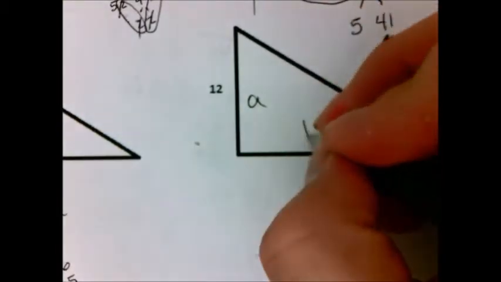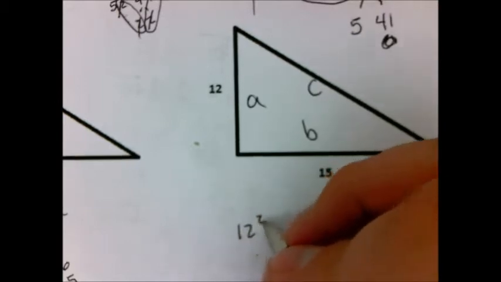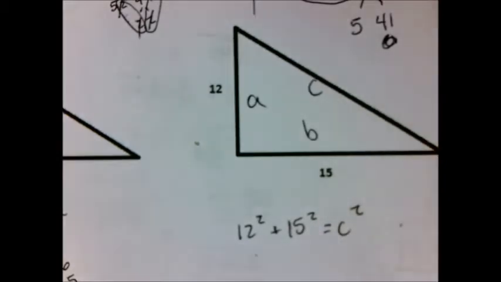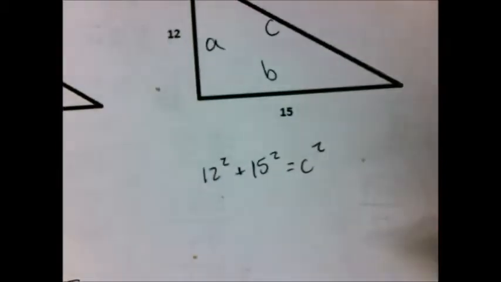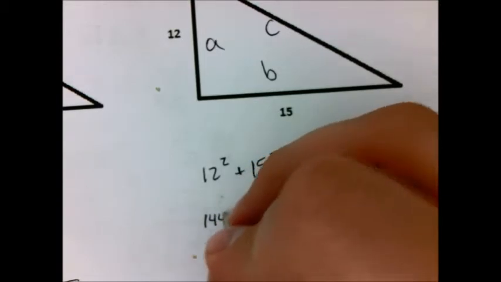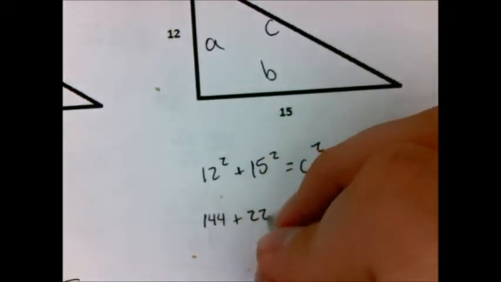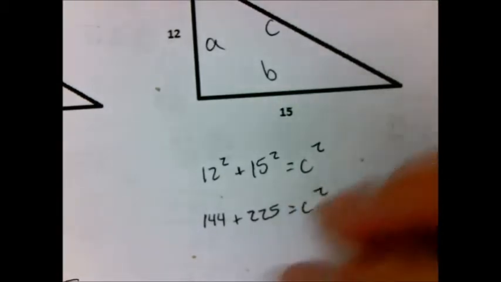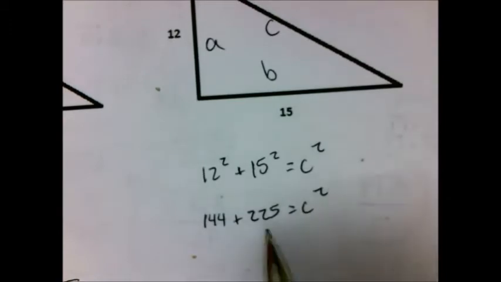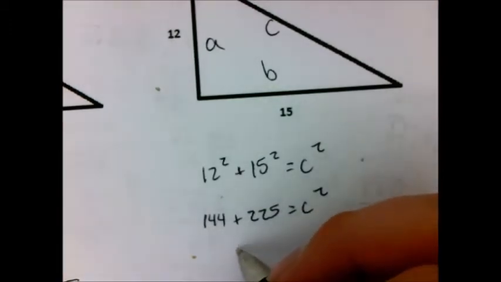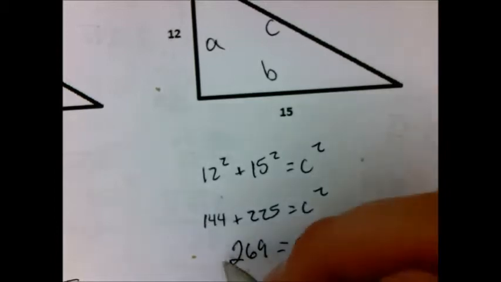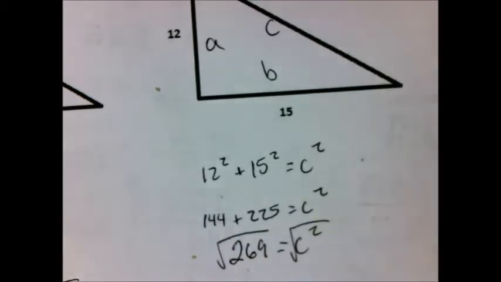So A, B, C: 12 squared plus 15 squared equals C squared. So if we take 144 plus 225 equals C squared. When you add these two together, you get 269 equals C squared. We have to square root both sides.